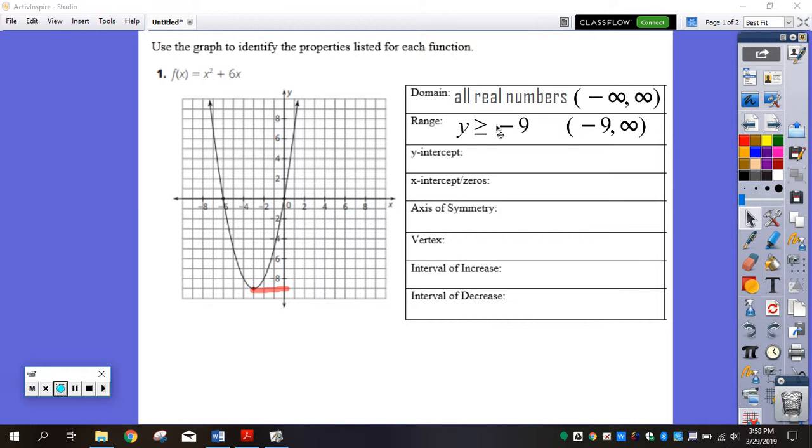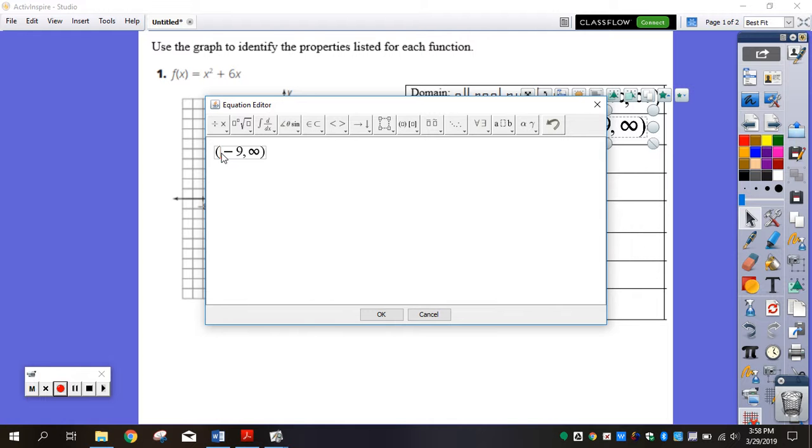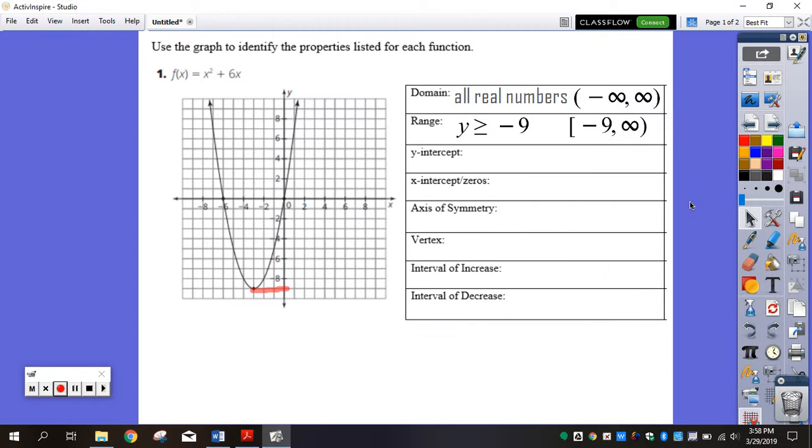One little detail, it is equal to -9, so when you use interval notation and you want to say that that value is included, you actually use a bracket. So again, just a little detail, nothing to stress over. We don't use interval notation a lot in class, but I just want you to see it when it's applicable.